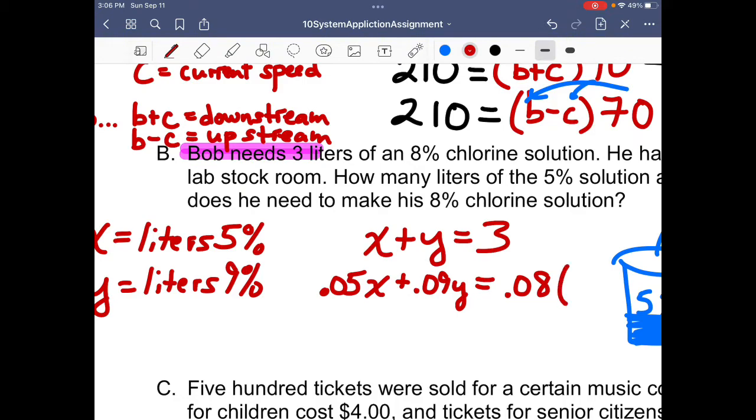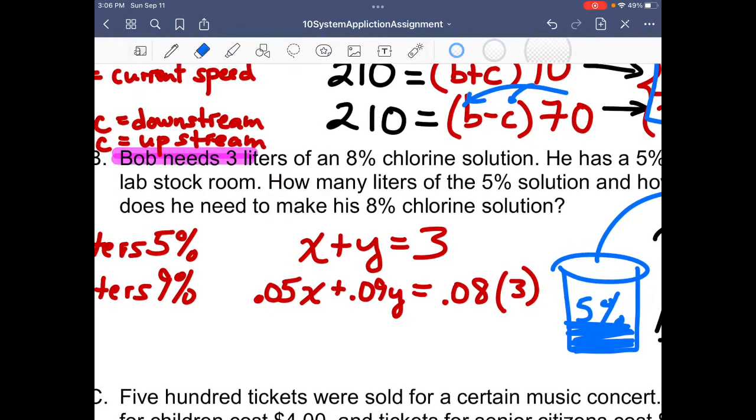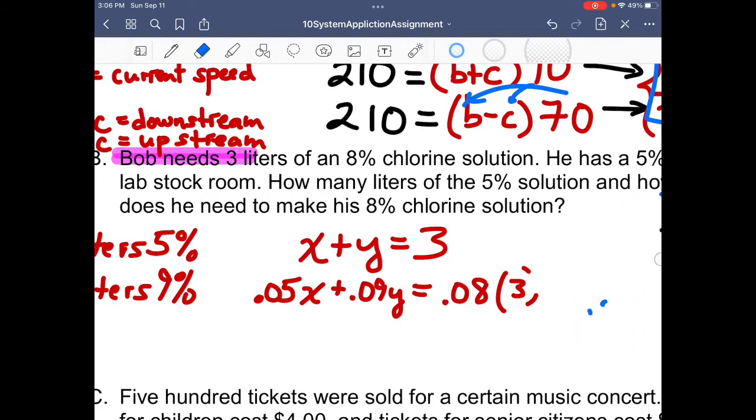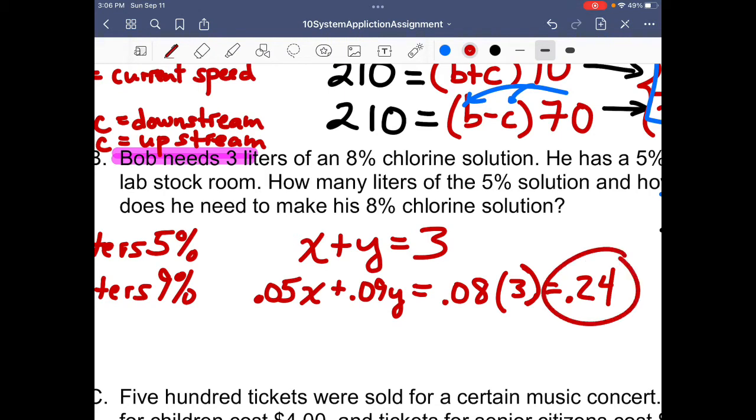So what I need to do is multiply 8% of the total. Now again, the total is 3, so we take 8% times 3, and that's going to give us the number 0.24. What 0.24 actually represents is how much chlorine I'm going to end up with in this solution. In other words, I'm going to end up with about a quarter liter of chlorine, and the rest of it's just going to be water. All right, but that's getting a bit into the chemistry part, which is fine.